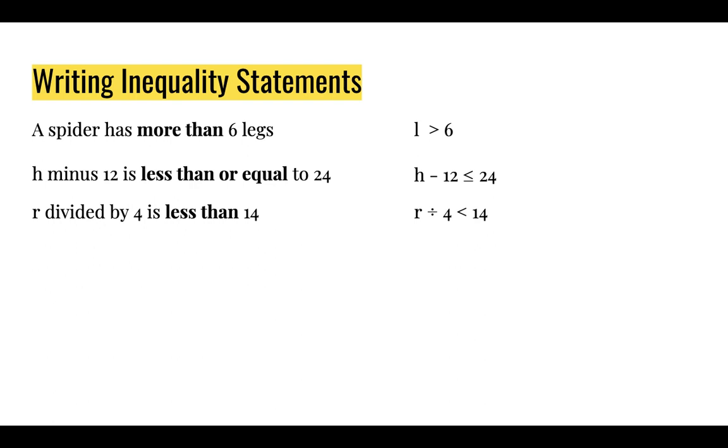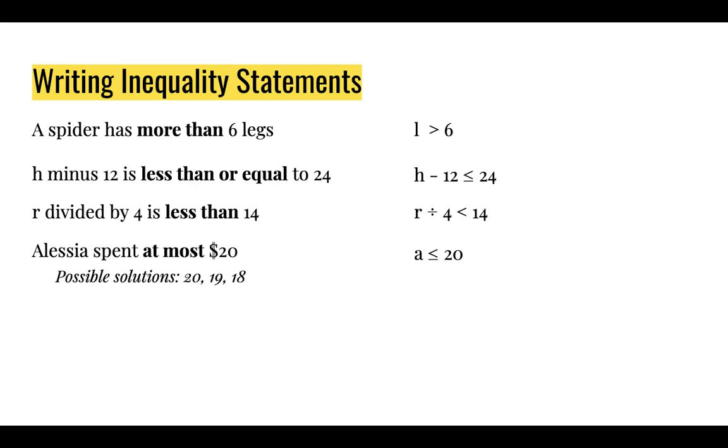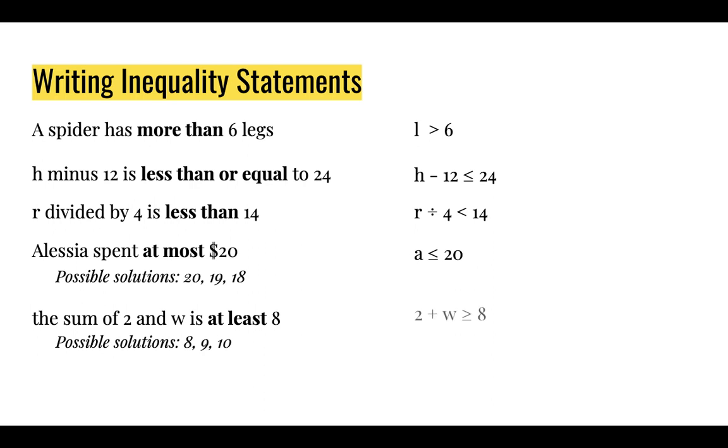There's also some new vocabulary that we need to make sure we understand. This example says Alessia spent at most $20. To figure out which way to write my sign, I like to think about some possible solutions. Alessia could have spent $20. She could have spent 19 or 18, but the most she could have spent is 20. Therefore, I would represent this as A is less than or equal to 20. The sum of 2 and W is at least 8, so the possible solutions are 8, maybe 9, maybe 10, as long as it's greater than or equal to 8.